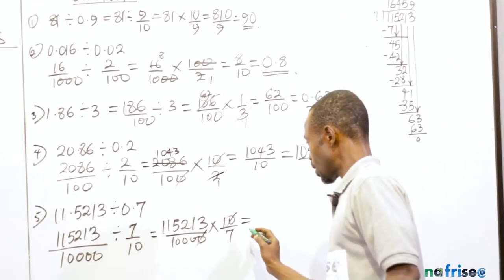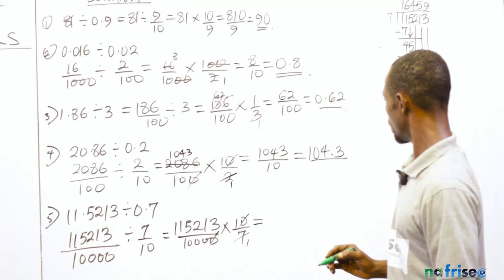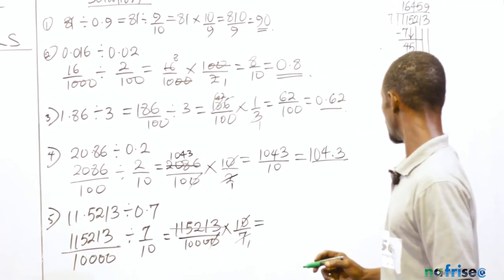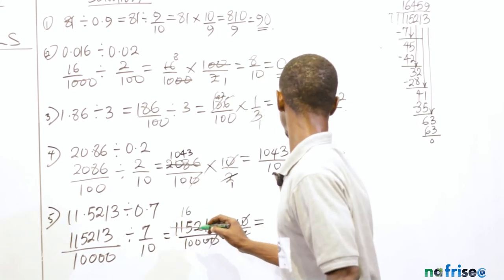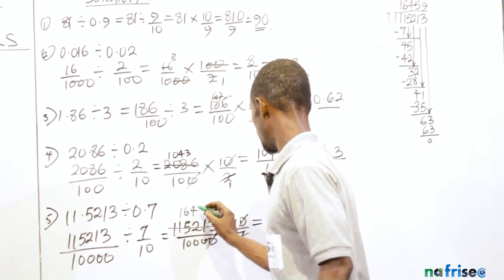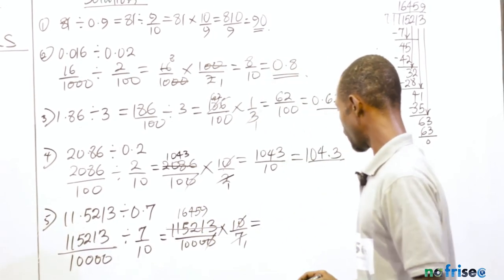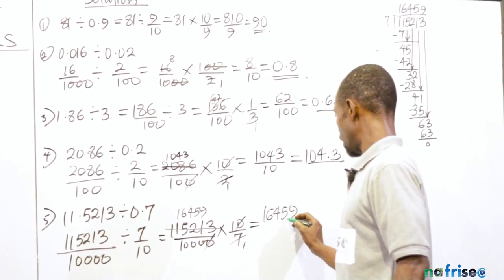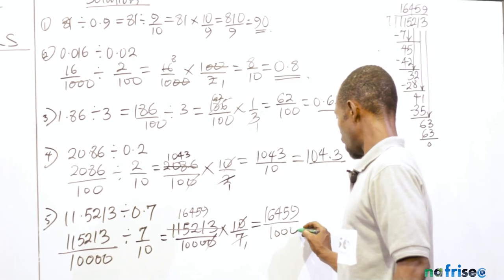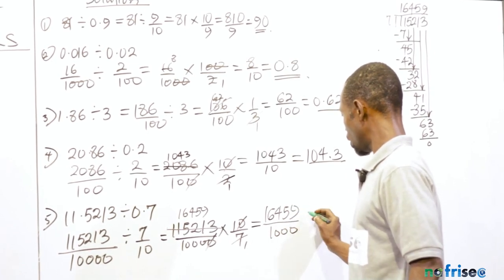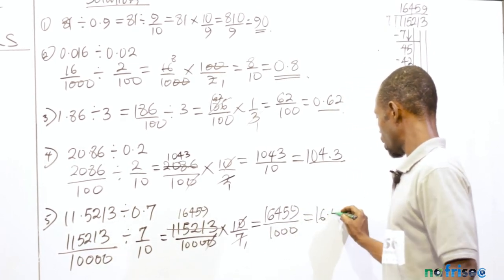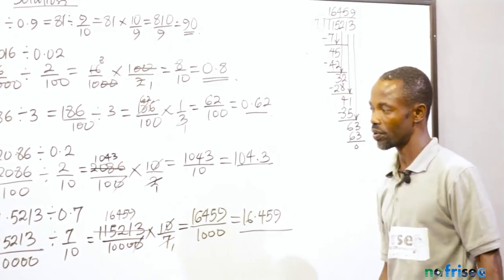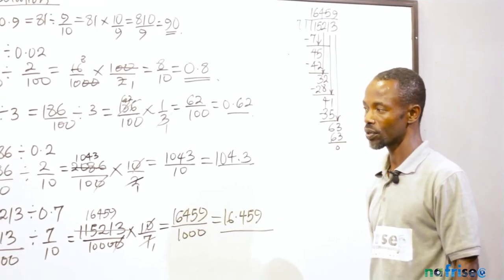So if I decide to take 7 here, and I do 7 divided into 115,213, I am going to get 16459. 16459 divided by 1 and 3 zeros, that means we have 1, 2, 3. So this will give us 16.459. What you're seeing on the board is very easy, and please keep to those rules.